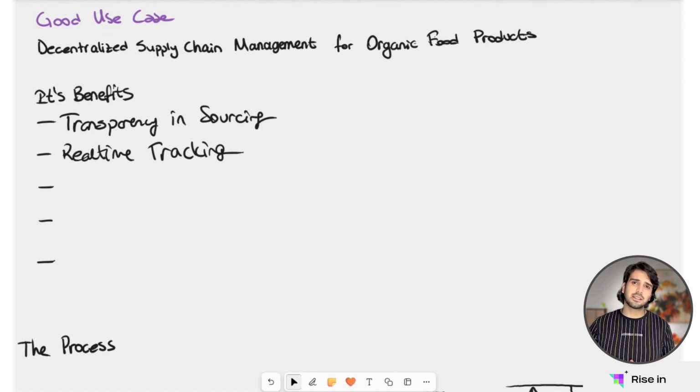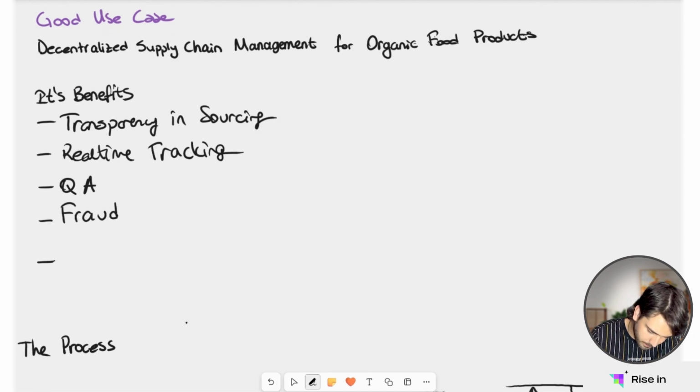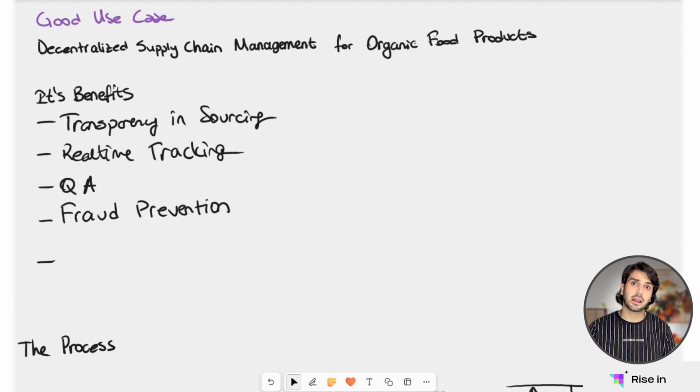Now, let's look at the other benefits and then move on with the process of this system. So the third one we have is quality assurance. The fourth one is fraud prevention. And the fifth one is streamlined payments.